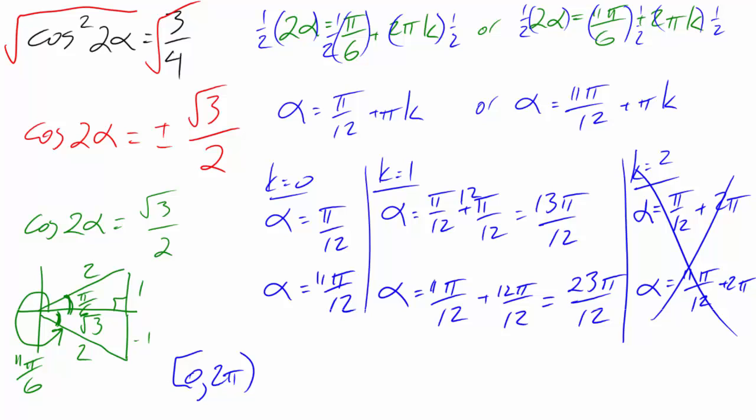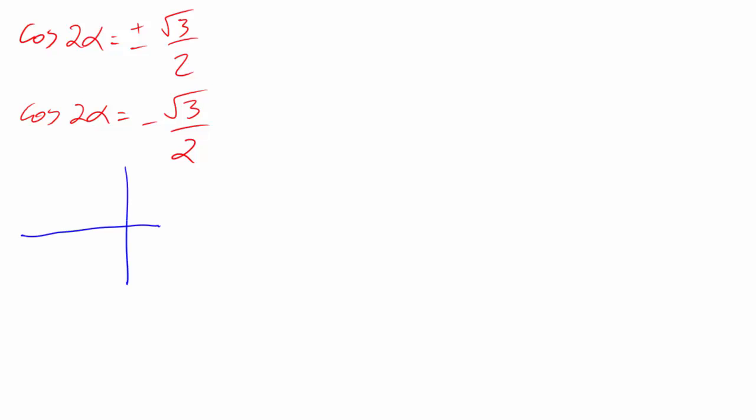So we've got 4 so far for our answers, but we've only addressed the positive from our cosine of 2 alpha. So now, let's take a look at what happens with the negative. We have cosine of 2 alpha equal to plus or minus square root of 3 over 2. We've dealt with the plus, so now we have to look at what happens when cosine of 2 alpha is equal to the negative square root of 3 over 2. With cosine being negative, that tells us we're going to be in quadrants 2 or 3.